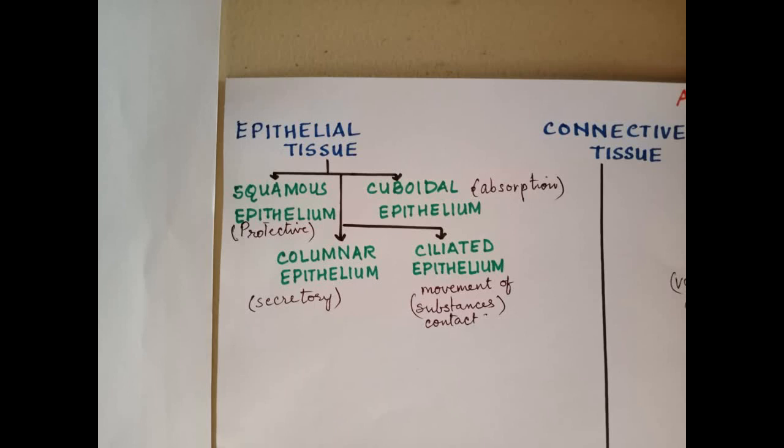Number 1 is the squamous epithelium, which is protective in nature. Number 2, cuboidal epithelium, which is absorptive in nature. Number 3, columnar epithelium, which is secretory in nature. And number 4, ciliated epithelium, which helps in the movement of substances with which it comes into contact. Now this was epithelial tissue.